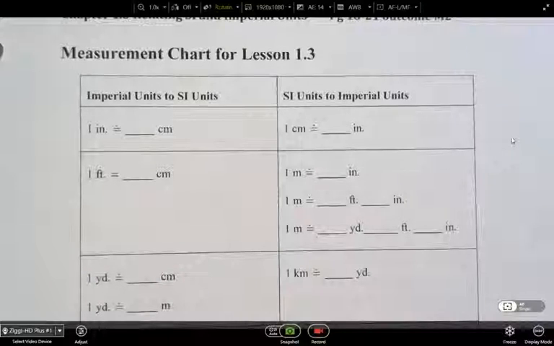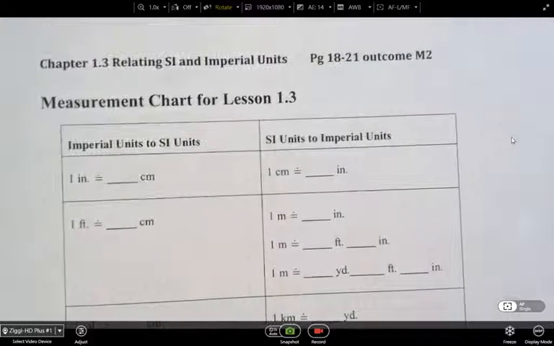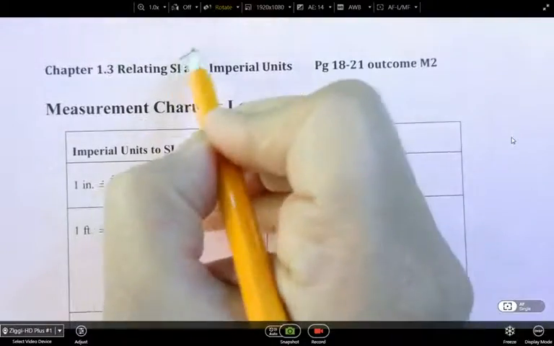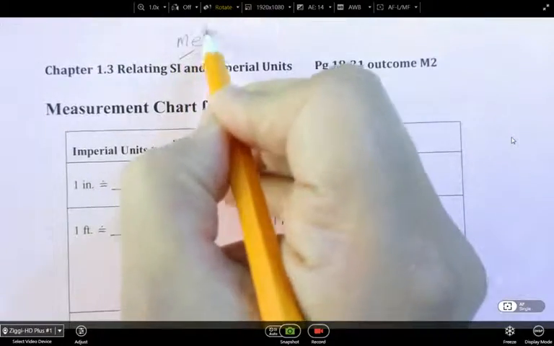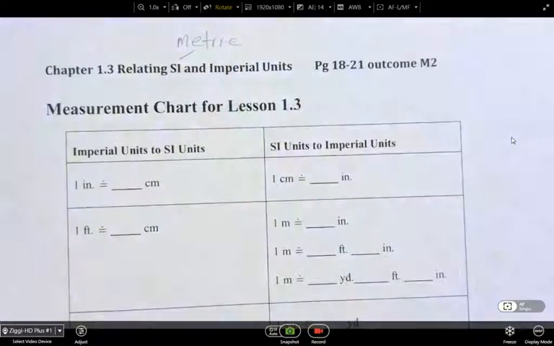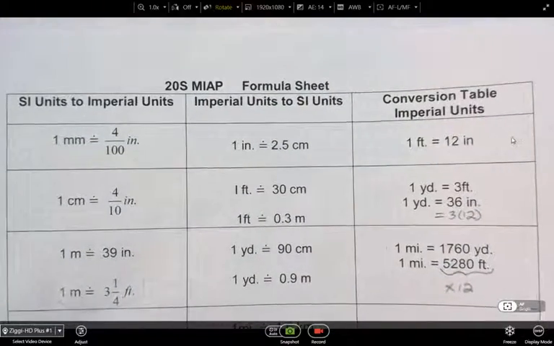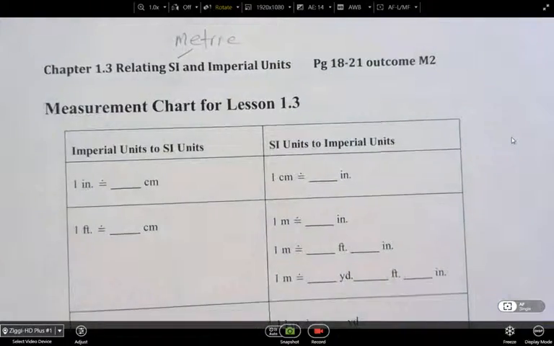All right, so here in 1.3, we're looking at relating SI and imperial units. If you're looking at SI units, that's the same as metric units, okay? So centimeters, meters, kilometers, that kind of stuff. If we are looking at the formula sheet that we got, we can use this to help us fill out this chart here.